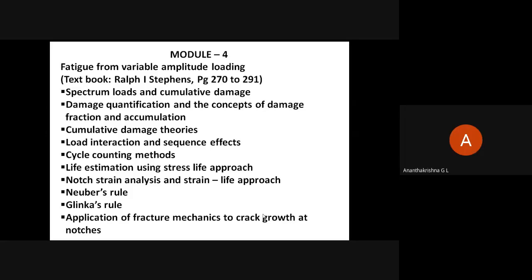Okay, be quick. In module 4, what we are going to learn is the fatigue from variable amplitude loading. It's not constant amplitude, but variable amplitude loading, that is, the load keeps varying every cycle. That's the total gist, and how it will affect the fatigue life of the component is what we are going to learn. To understand that, we need to learn about spectrum loads and cumulative damage.